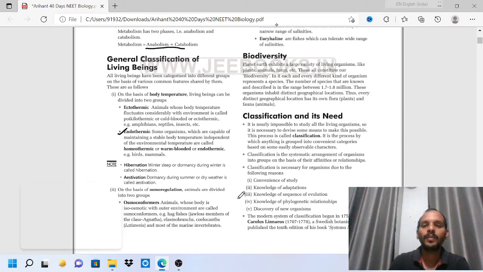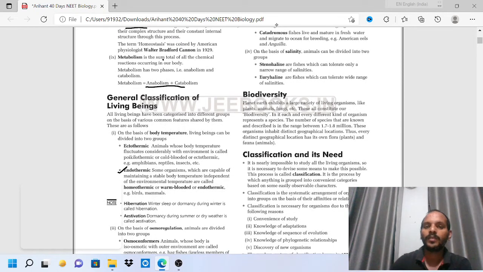On the basis of living in salinity, it is divided into two types: stenohaline and euryhaline. It is not so much important.